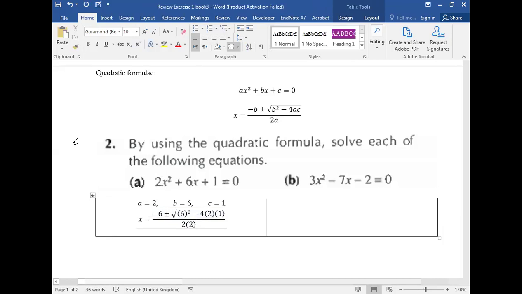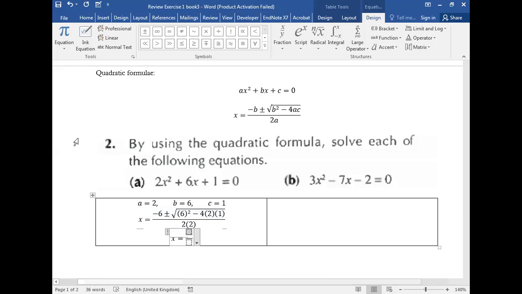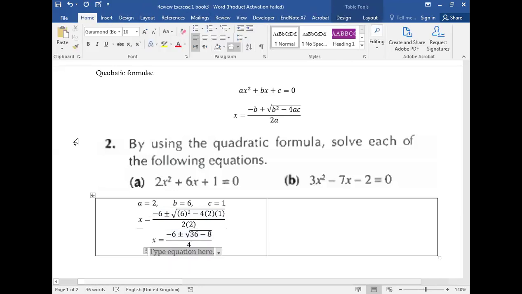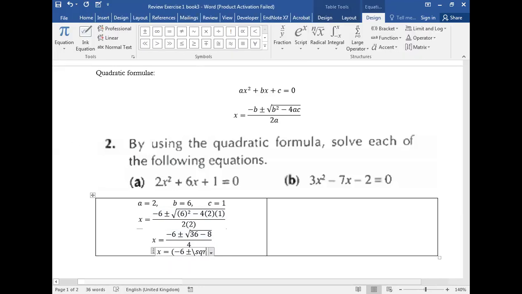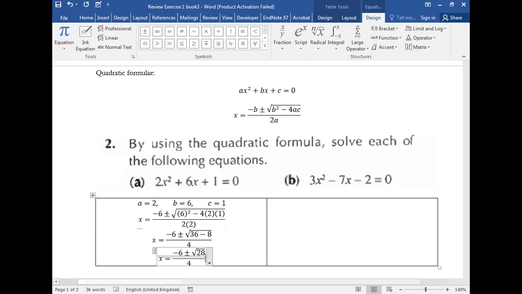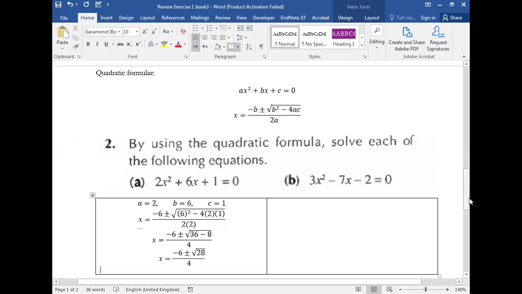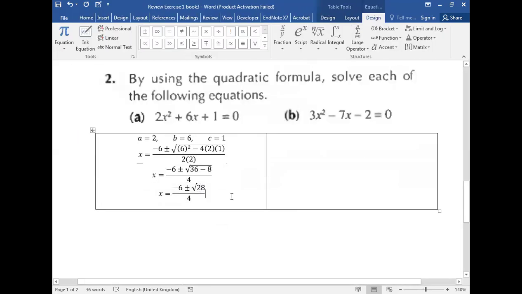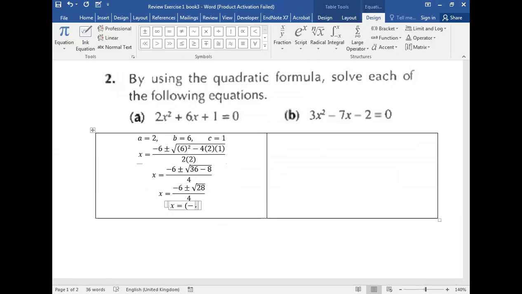Obviously, we have paper 2. You can use the calculator, but I expect you to understand it through surds as well. -6 plus minus under root. What is the square of 6? 36. Minus 4 twos are 8, and you are left with 4 in the denominator. So -6 plus minus 36 minus 8 is 28 upon 4. Okay, can you do prime factorization for 28? I'll tell you how to convert that into surds as well.